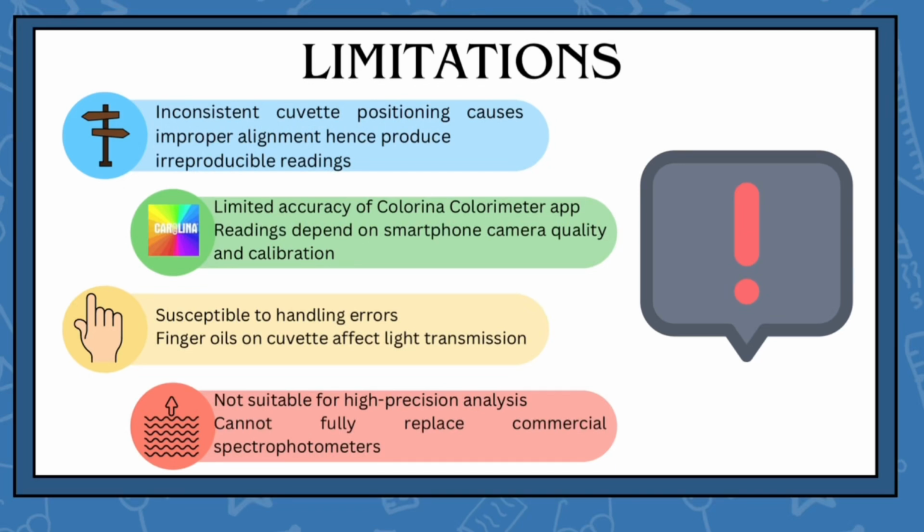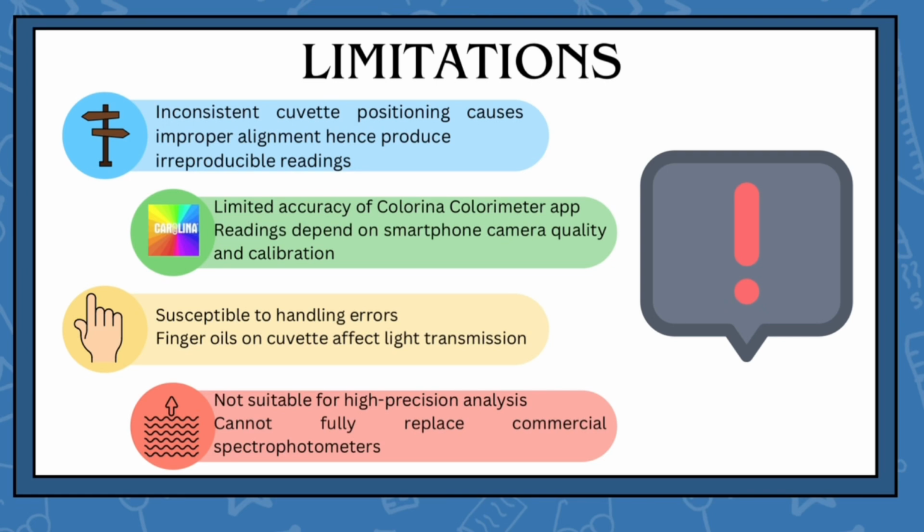Despite its advantages, this DIY spectrophotometer has several limitations. Inconsistent cuvette positioning is a major concern. Since the cuvette holder is manually aligned, slight variations in placement can lead to irreproducible and inaccurate measurements, affecting result reliability. Another limitation arises from the use of the Carolina RGB meter application. The accuracy of the readings depends heavily on the smartphone's camera quality, sensor sensitivity, and also the positioning of the smartphone.